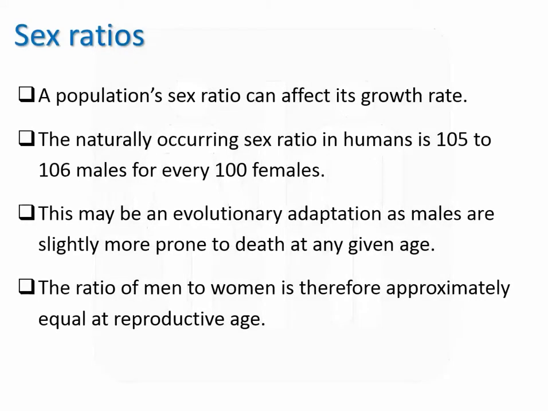Let's take a look at the influence of gender. So sex ratios. A population's sex ratio can affect its growth rate. And the naturally occurring sex ratio in humans is actually 105 to 106 males for every 100 females. And this may be an evolutionary adaptation, as males are slightly more prone to death at any given age. And the ratio of men to women is therefore approximately equal at reproductive age.